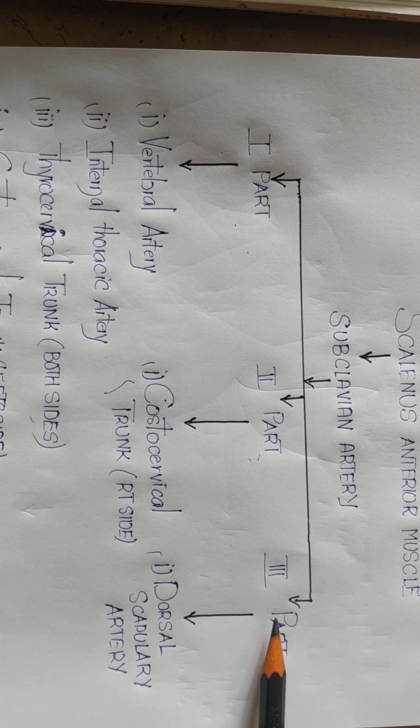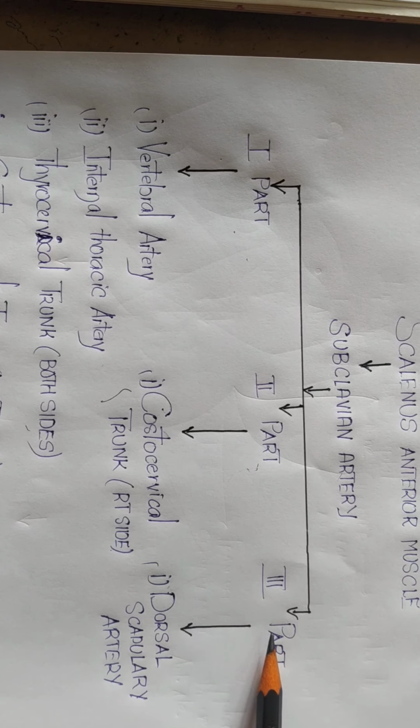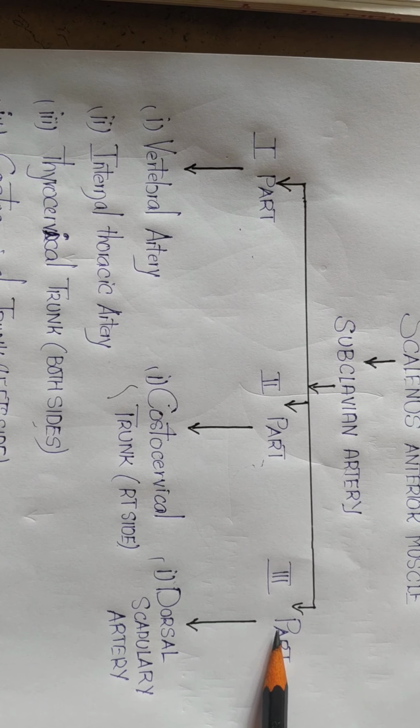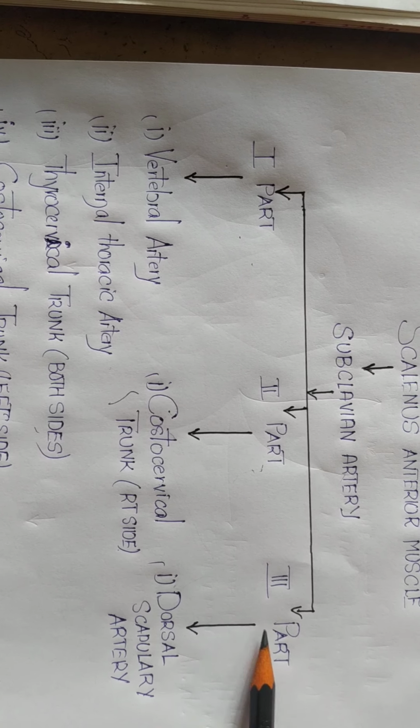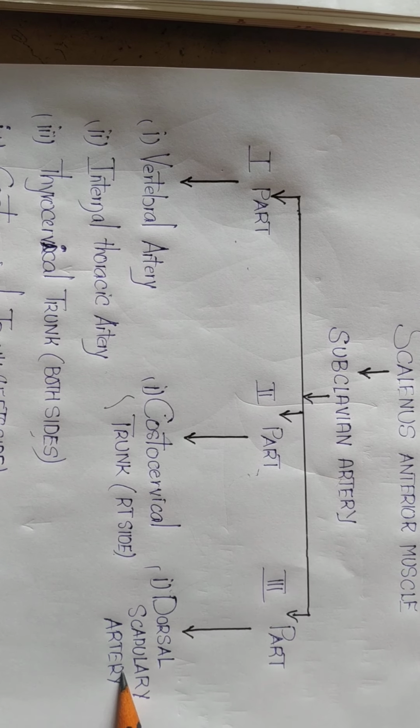Now we will discuss the third part, which lies lateral to the scalenus anterior muscle. Only one branch arises from the third part, that is the dorsal scapular artery.